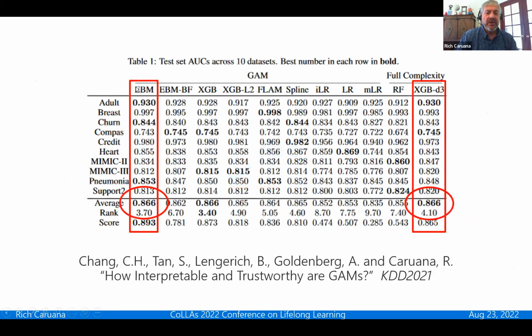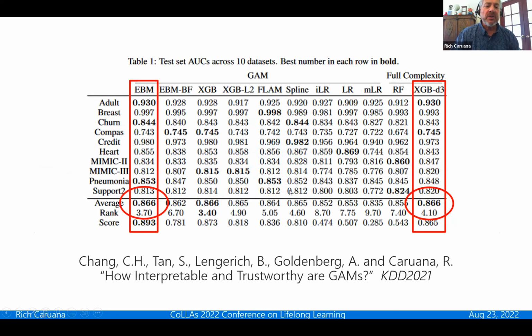Let me just give you some evidence that these are high accuracy. This is EBM, so this is boosted machines, not neural nets, in the first column here. And the average AUC on the 10 test sets, 10 test problems is 0.866. And on the right, we have depth optimized gradient boosted trees. And it turns out their average accuracy is also 0.866.